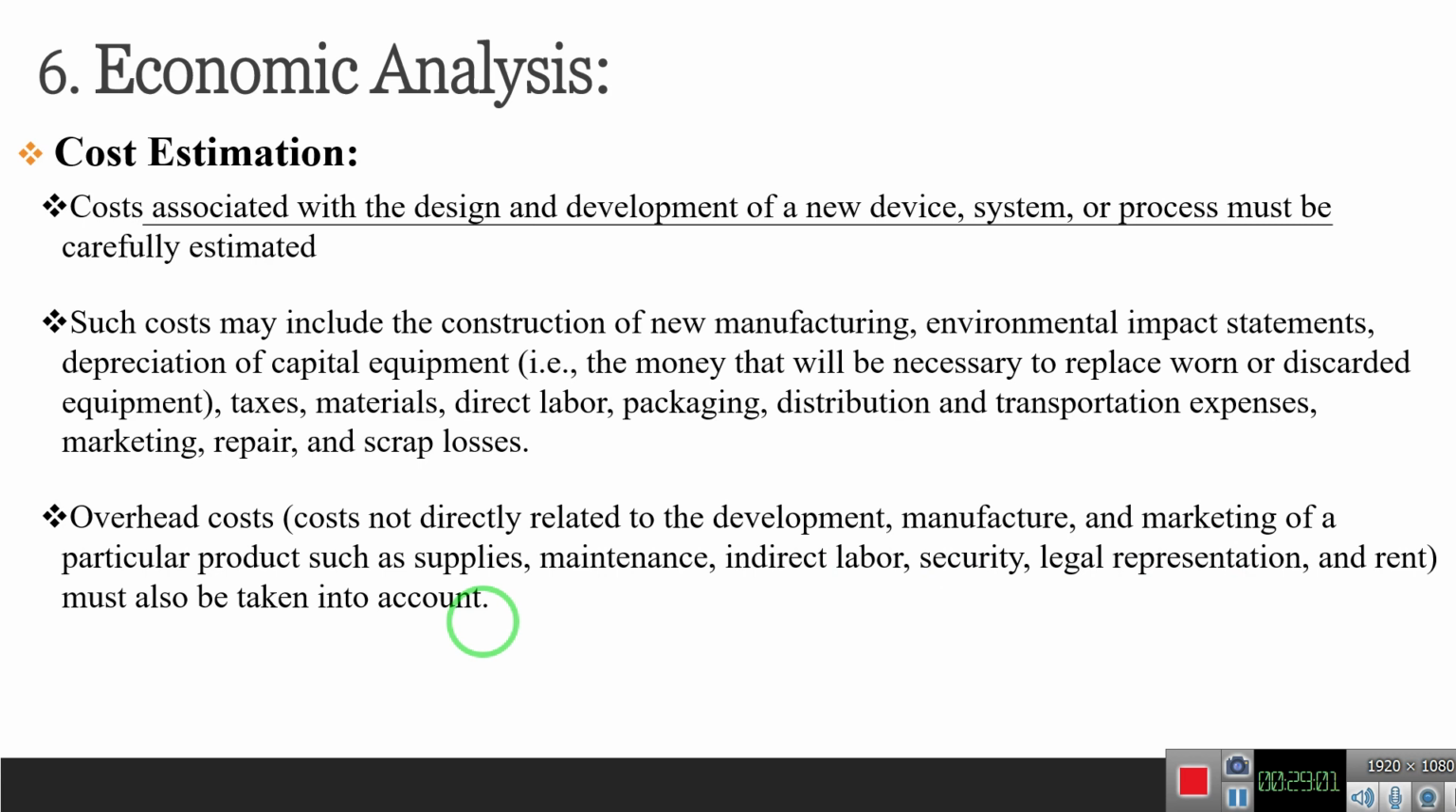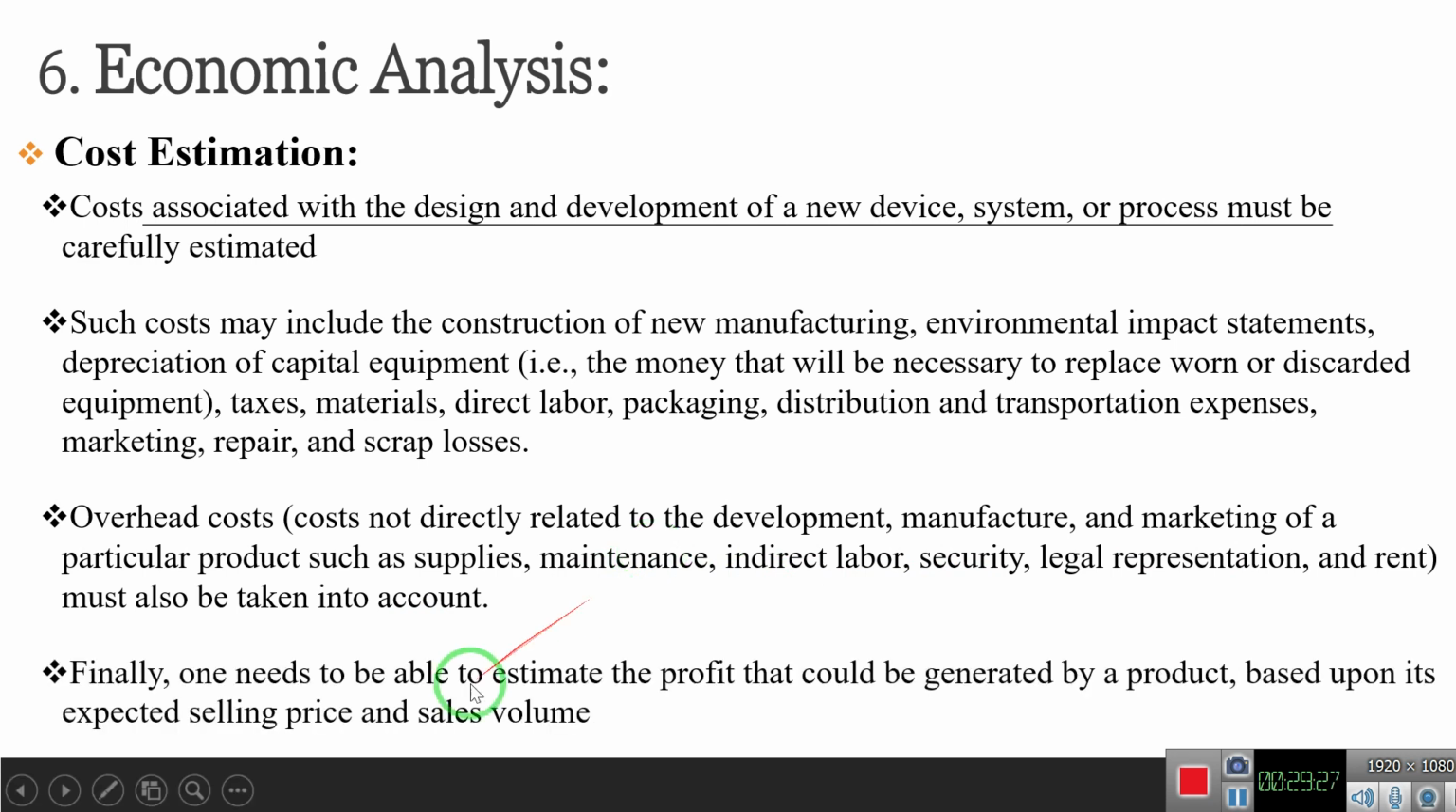Legal representation means you have to put some lawyers. You have to pay something to register the case or to register the device for the registration process, and we have to pay for the security so that the item should not be stolen. Okay, and indirect labor. Sometimes daily wage labor will come and they will take the money and go. That's called indirect labor. Okay, maintenance options will be there. Different supplies we have to put.